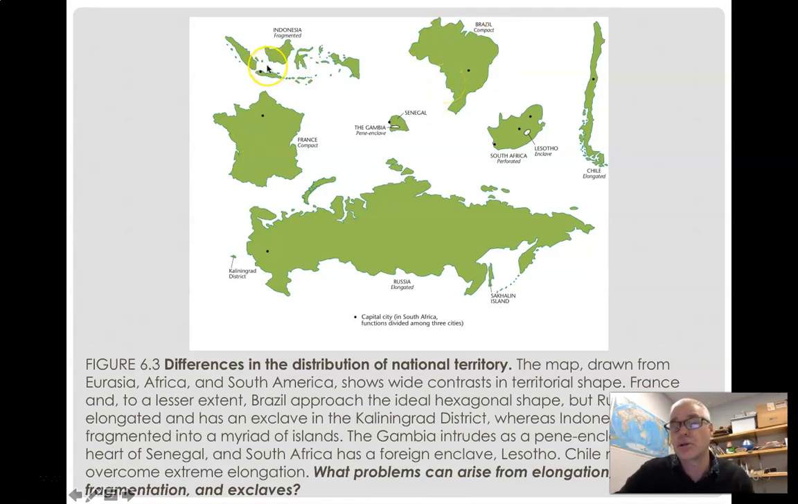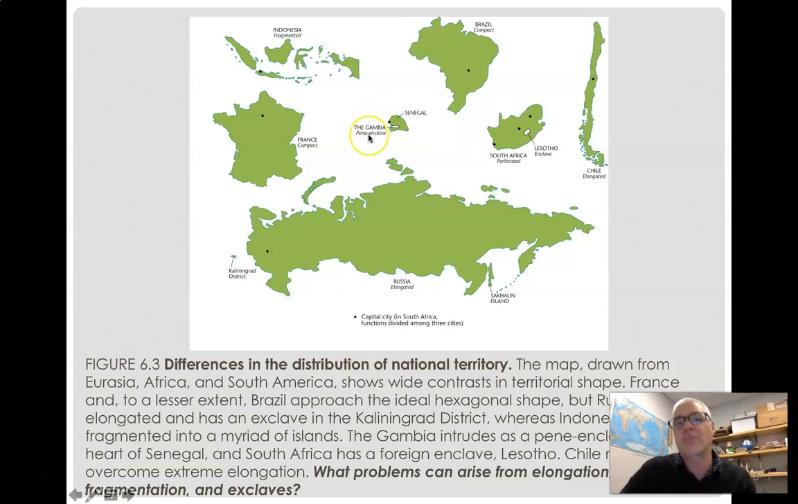You have some countries that are spread out over a collection of islands like Indonesia. You have some countries like Lesotho, which is an enclave. It's completely surrounded by another country, right? Whereas South Africa is this larger area, but it has these chunks taken out of the middle, like Lesotho.